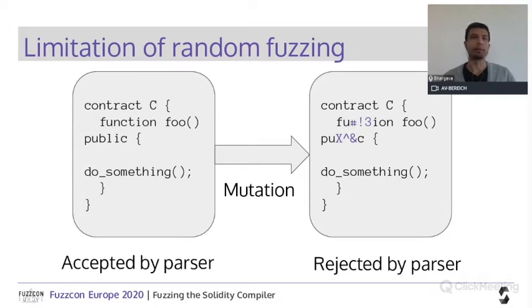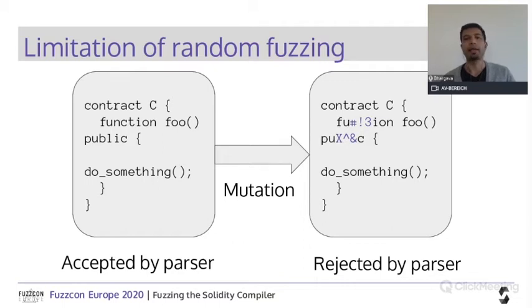Although pseudorandom input generation is great, it is limited in terms of what it can do for programs that accept highly structured input. For example, a compiler. To illustrate this, the slide on the left-hand side shows a reasonably valid Solidity program, if you assume that doSomething is a function that's been previously defined. All the keywords in place, and so on and so forth.